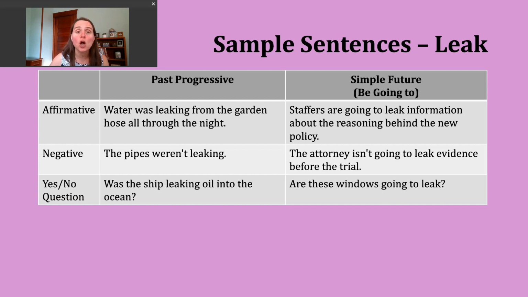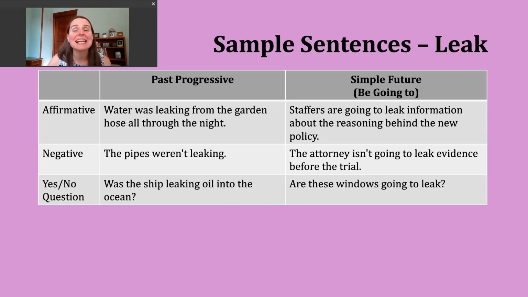You can see that in my example: water was leaking from the garden hose all through the night. So this was something that was continuing. If I want to make a negative past progressive sentence, I need to insert not after my be verb and before the ing. Now you might hear was not turned into the contraction wasn't, and were not turned into the contraction weren't. You can see that in my example here: the pipes weren't leaking.